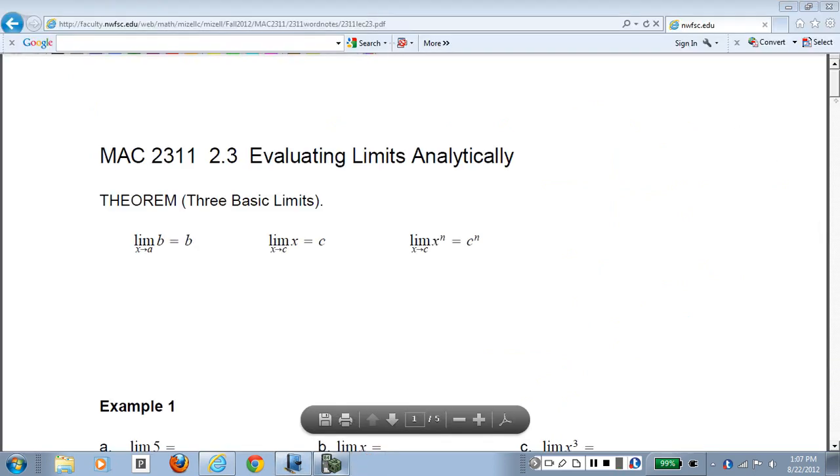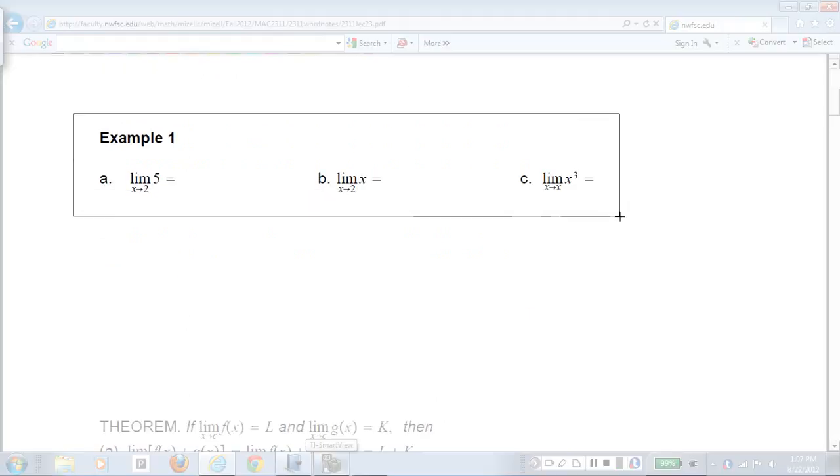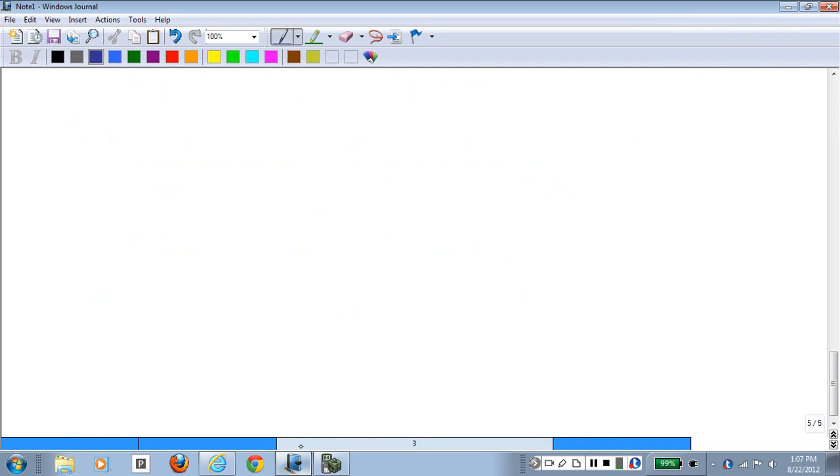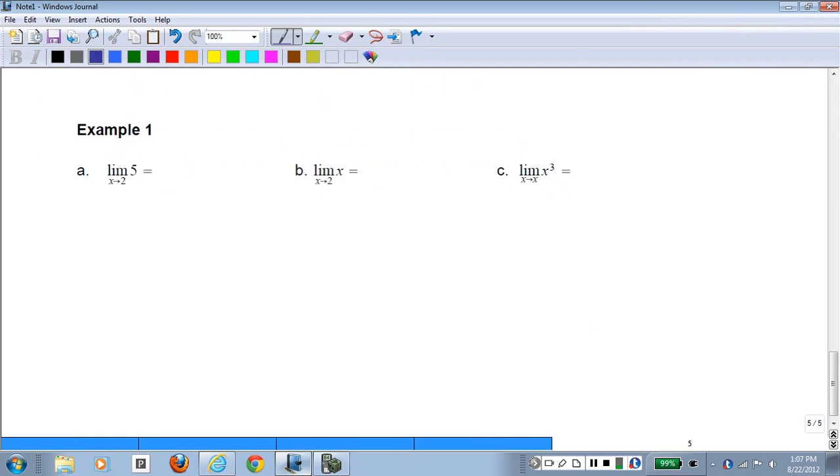So example 1, some kind of trivial ones here, but we'll run into this sort of thing. It gives us some ways of evaluating limits without having to use the epsilon delta type argument. The limit of 5 as x gets really close to 2. What does 5 get close to? 5. Just hangs around at 5 all day long.